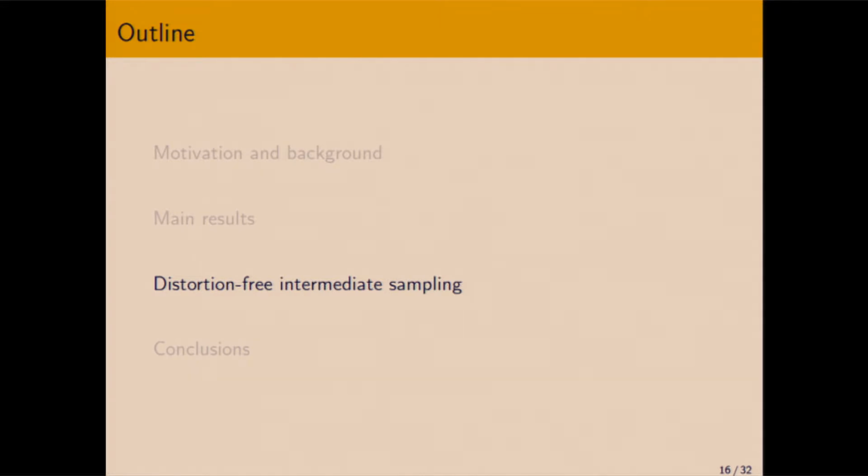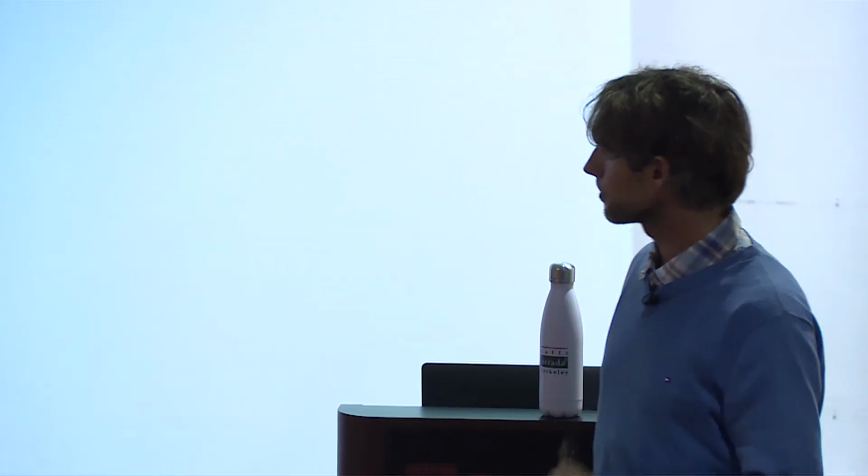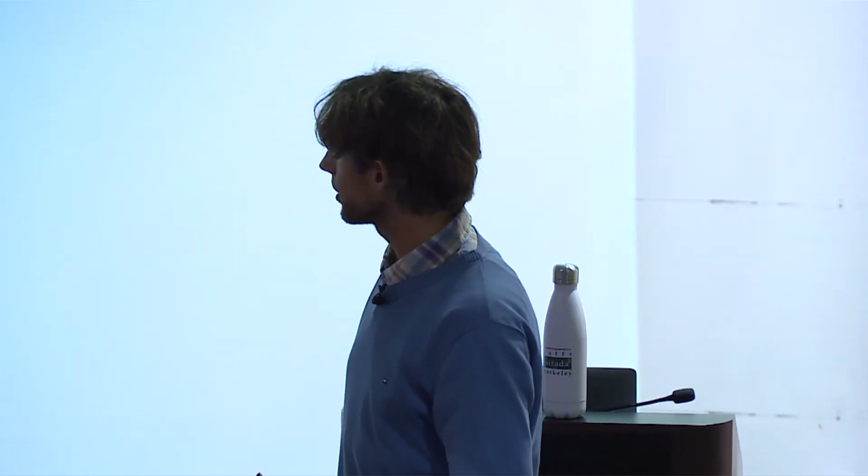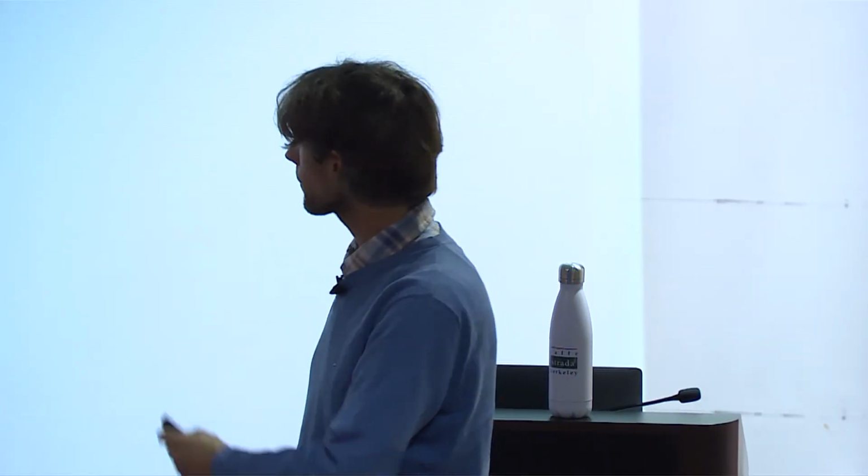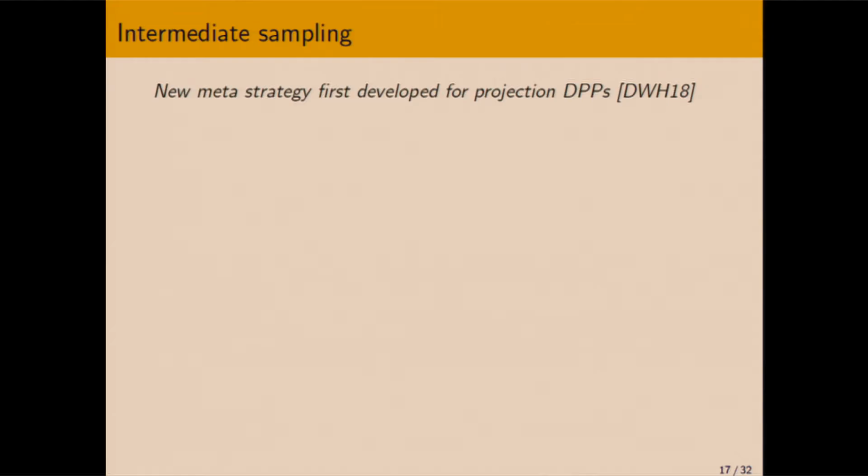All right, so let's talk about the technical aspect of the result. The key concept we're going to use is the idea of distortion-free intermediate sampling. This is a meta strategy that is not specific to DPPs, and I first developed this in an earlier paper for a special case of so-called projection DPPs with Varmut and Su. And so here's the idea.